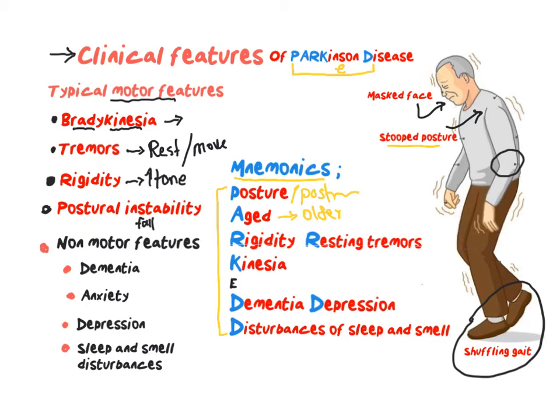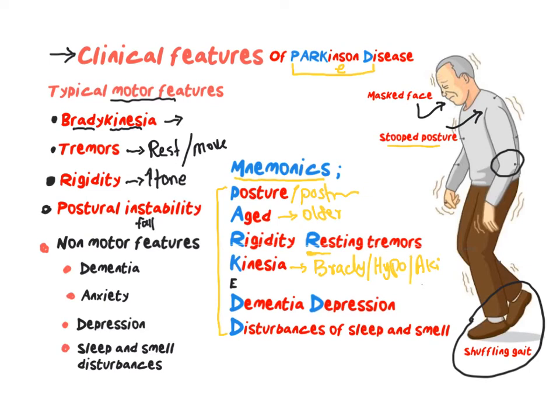Rigidity, which is one of the clinical features of Parkinson disease, and the other R stands for resting tremors, right? So the resting tremor is very important to remember. Kinesia, in kinesia you have bradykinesia, right? Maybe hypokinesia or maybe akinesia, right?